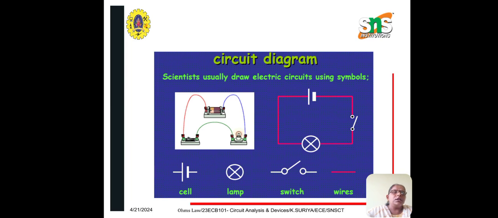So usually the circuits are represented in the form of symbols. So here the first symbol, which has a long line and a small line, shows the symbol of a cell. A cross mark with a circle represents a lamp, and the next one is a switch, and the red line represents the wires.